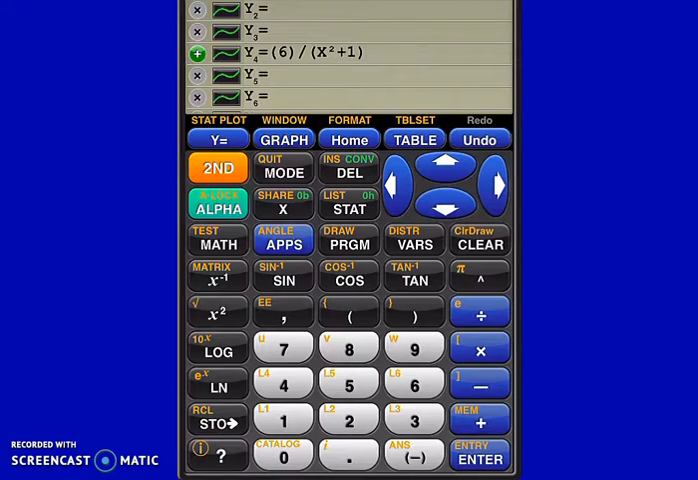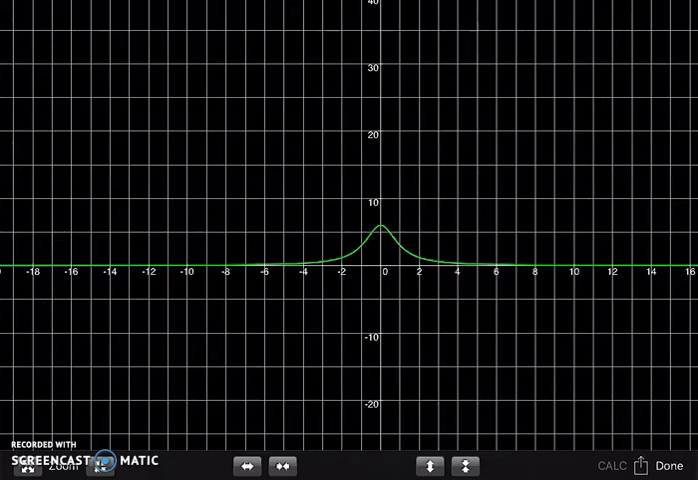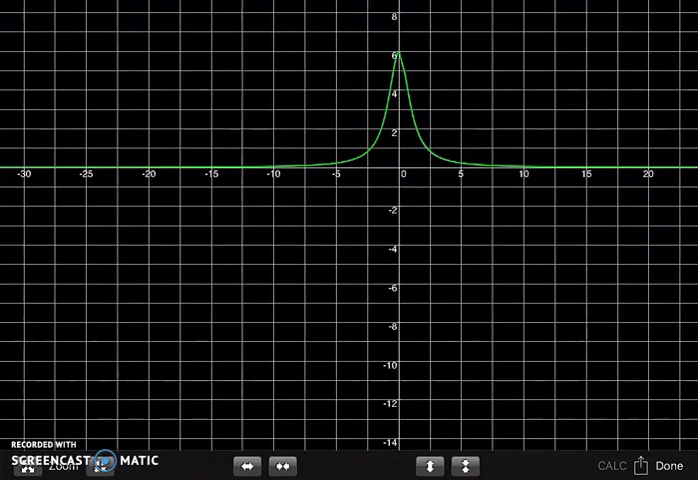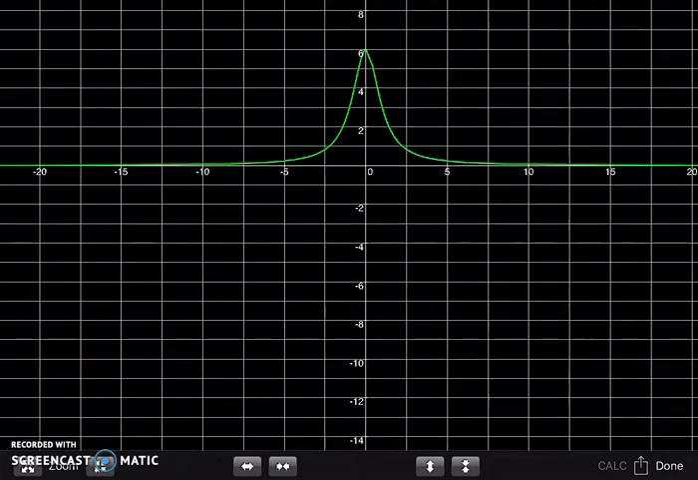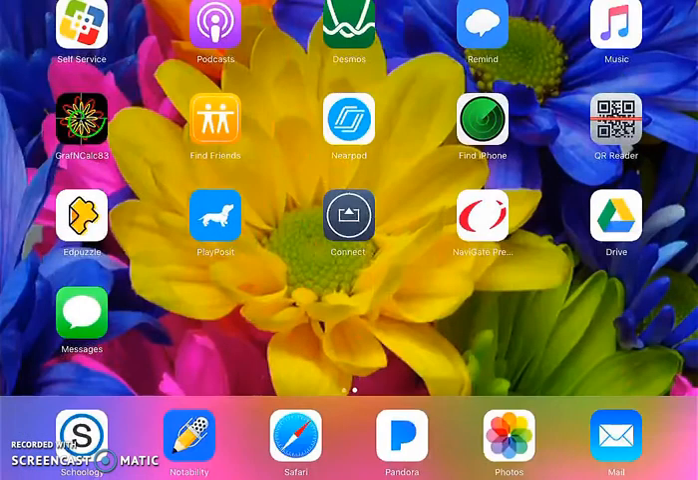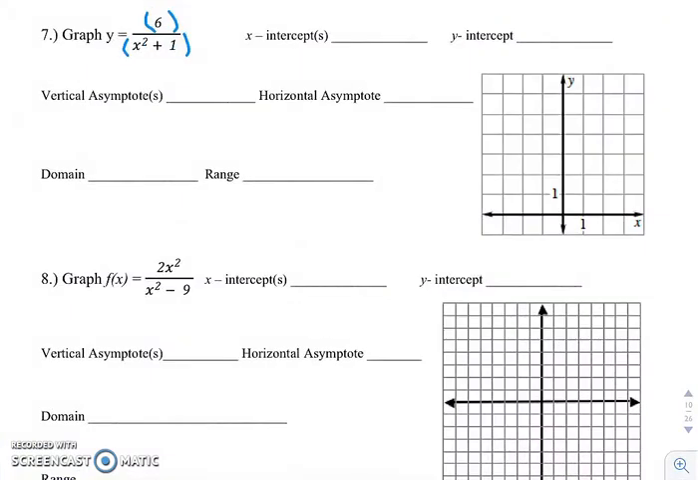So this is what the graph should look like. I'm going to zoom in a little bit. Okay. So it's kind of like a bell shape, which is fine. So at least when we're trying to solve for our information algebraically, we'll have some idea if we're going in the right direction. So there's our graph. That's what it looks like. Let's go back to our notes.